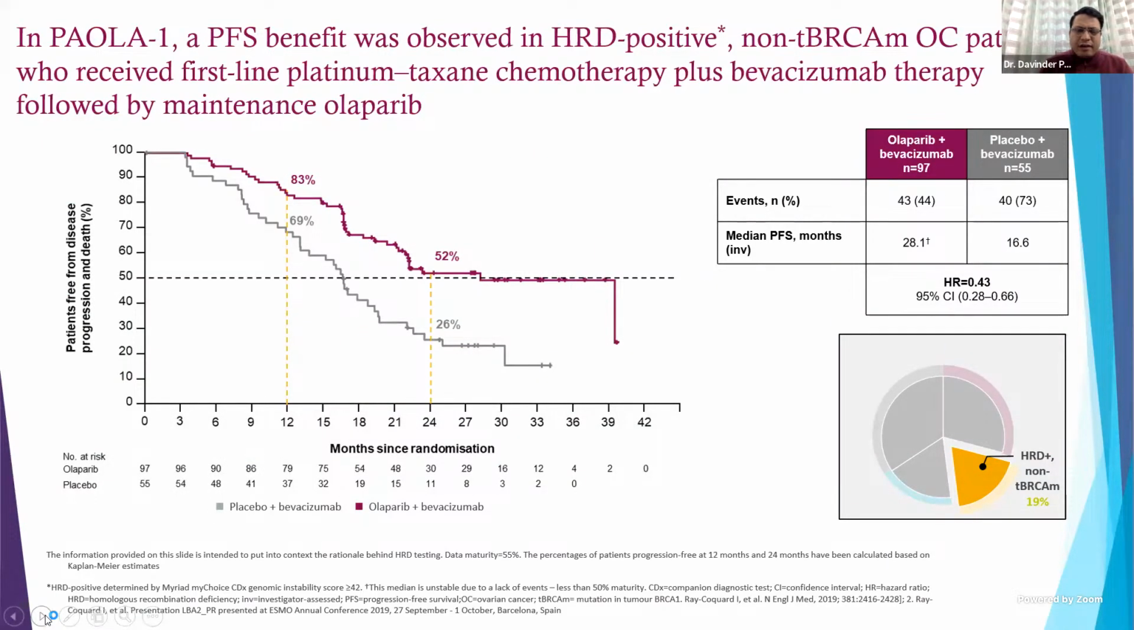So we can see in this study, the PFS benefit was observed in HRD positive and also in those patients who are non-somatic BRCA mutant ovarian cancer patients and who have received first line platinum taxane chemotherapy plus BEV. So in all these patients, maintenance olaparib gave us a very good PFS benefit. Next slide.